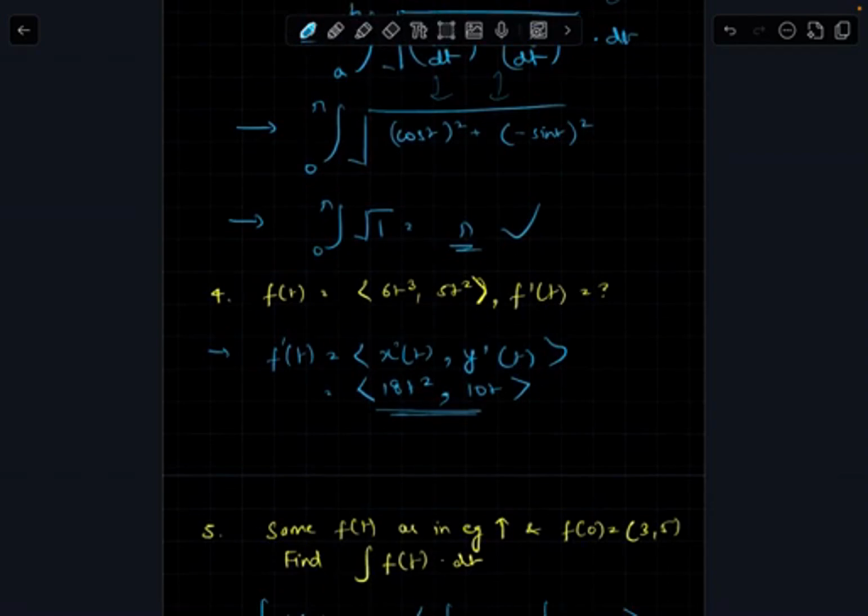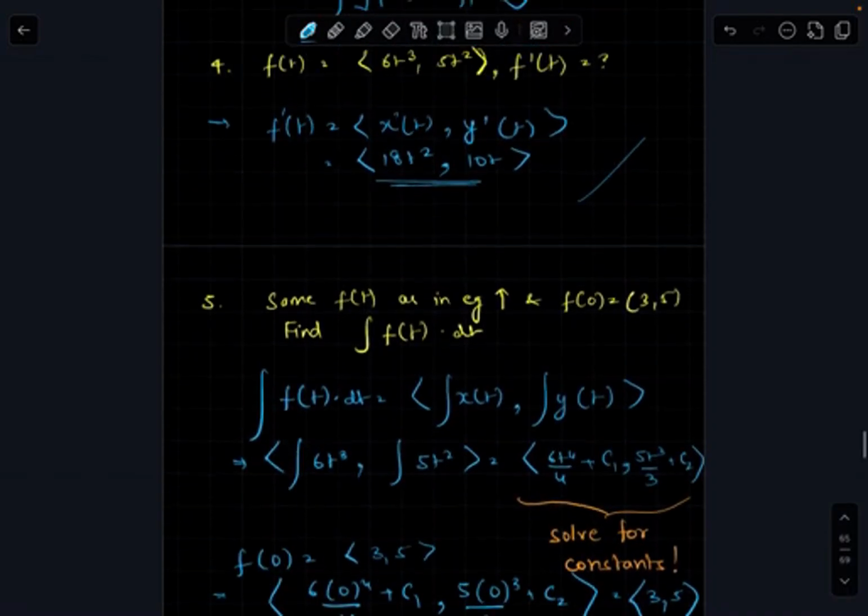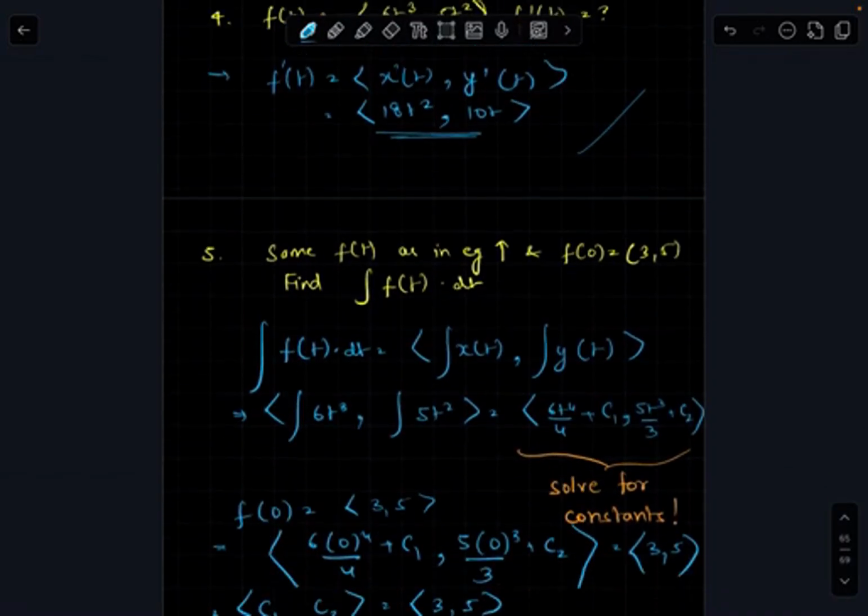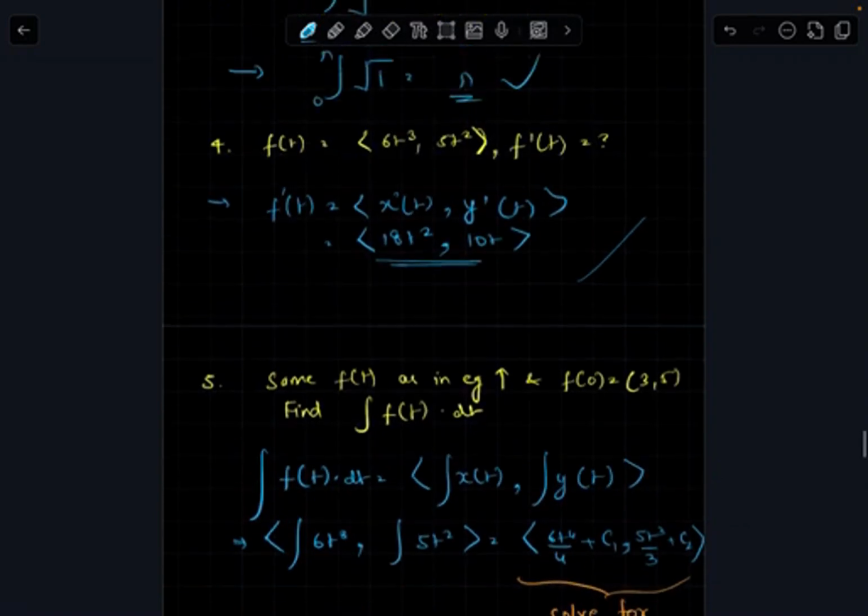Okay, now we have vector valued functions, f of t equals 6t cubed comma 5t squared, and we need to find f prime of t. It's very easy. Find the derivative. 6t cubed gives 18t squared and 5t squared gives 10t. That's your answer. Okay, now we are going to find the integral of a vector valued function. So we have the same f of t as the previous question, that is 6t cubed comma 5t squared. And we are given some other information.